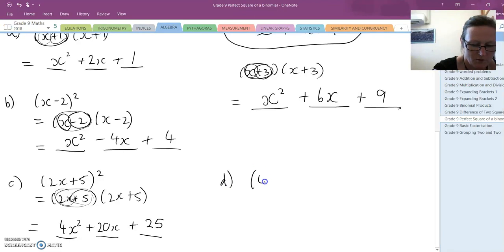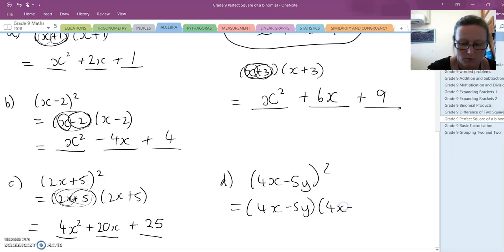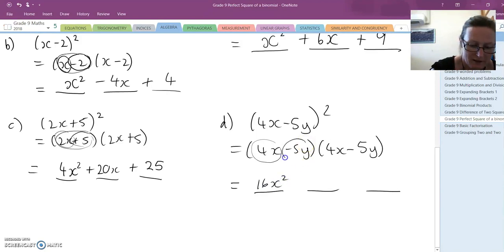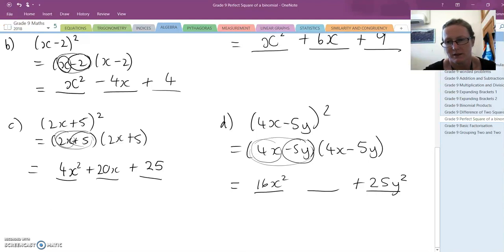Last example, 4x minus 5y all squared. So that gives me 4x minus 5y in both brackets. So yes, it's going to be the rule for the perfect square of a binomial. We're going to end up with 3 terms in our answer. First term, let's square 4x. So 4x all squared is 16x squared. Negative 5y all squared is positive 25y squared. Let's multiply these two terms together. 4x times negative 5y is negative 20xy. When we double negative 20xy, it's negative 40xy.